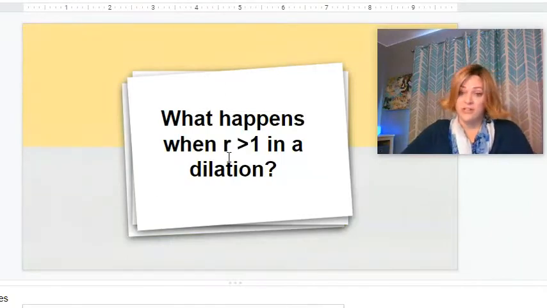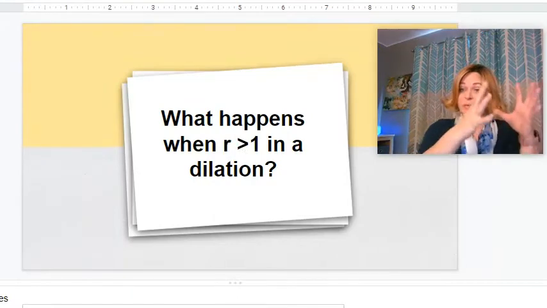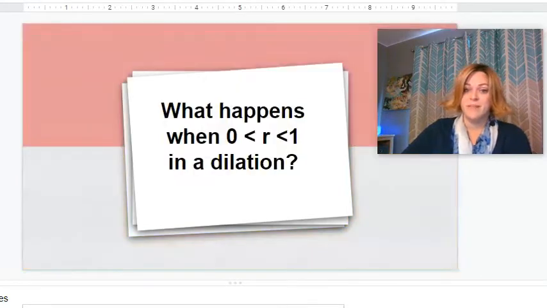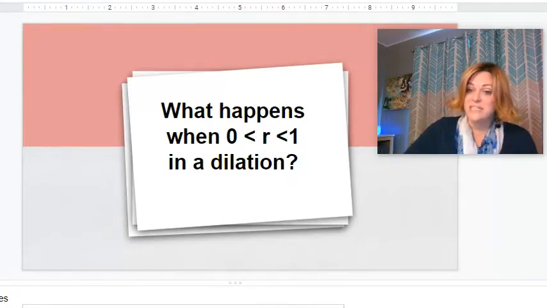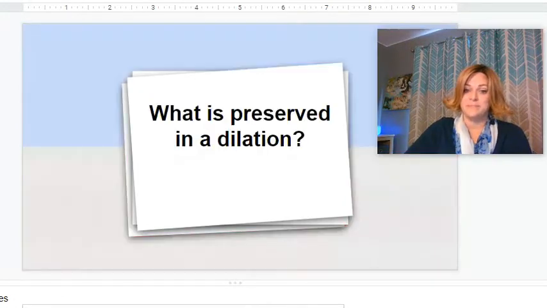What happens if R, the scale factor, is greater than 1? That means you're multiplying by a number that increases the size. So it actually becomes larger. So if this is the pre-image, the image is then larger because the scale factor is greater than 1. Okay, if the scale factor R is between 0 and 1, so it's a fraction between 0 and 1, then the shape actually gets smaller. So it decreases in size. This is the pre-image and this is the image. So it decreases in size or shrinks.